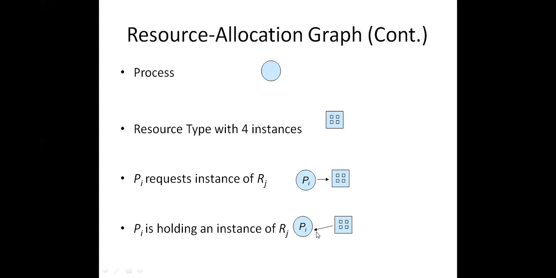Okay, so what about this one? This is called an assignment edge. Why? Because from the resource to a process, that means the resource is allocated to the process, that is assigned to the process. So that is the reason why it is an assignment edge. Why is it called a request edge? Because from a process to a resource, the process is requesting the resource, so it is directed to the resource from a process. Whereas an assignment edge is from the resource to the process.